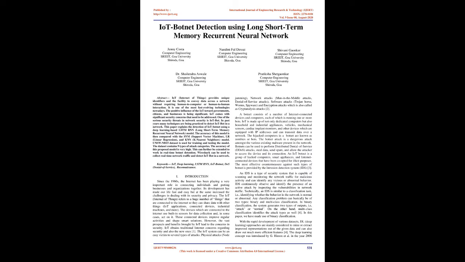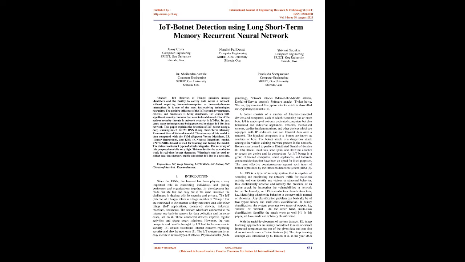Introduction. Since the 1960s, the Internet has been playing a very important role in connecting individuals and putting businesses and organizations together. Its development has made our life fast and easy but at the same time increased the challenges in dealing with its security and privacy. The IoT, Internet of Things, refers to a huge number of things that are connected to the Internet so they can share data with other things, IoT applications, connected devices, industrial machines, and more.